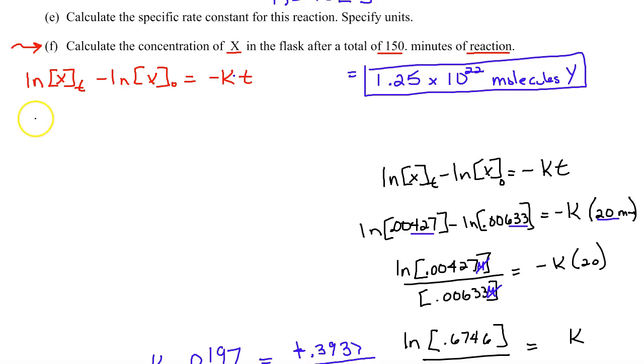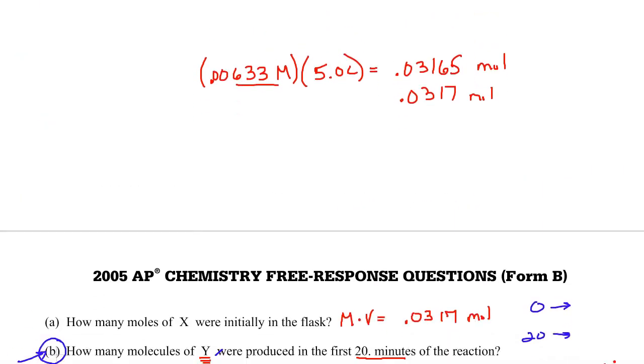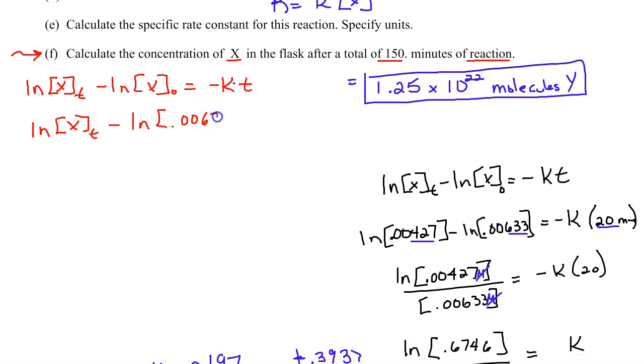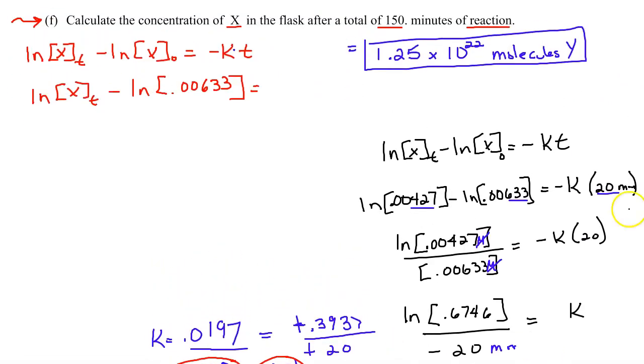So what do we know? Ln of x at some time period. We know the initial, 0.00633, I think, just to make sure. 0.00633. Should trust myself. I know my K now, so I can put that in. I found my K to be 0.0197, right? We found that right over here. 0.0197. And we know that it's a negative value, and the time is 150 minutes.